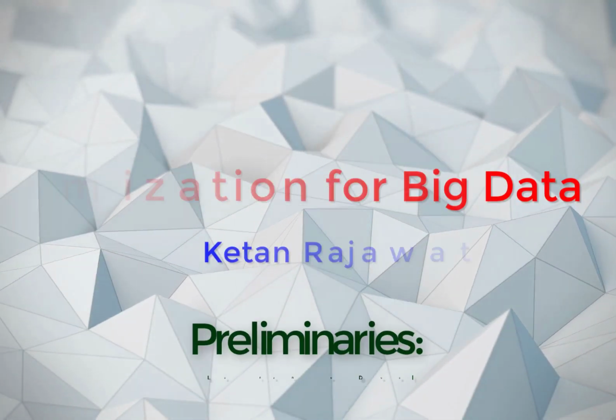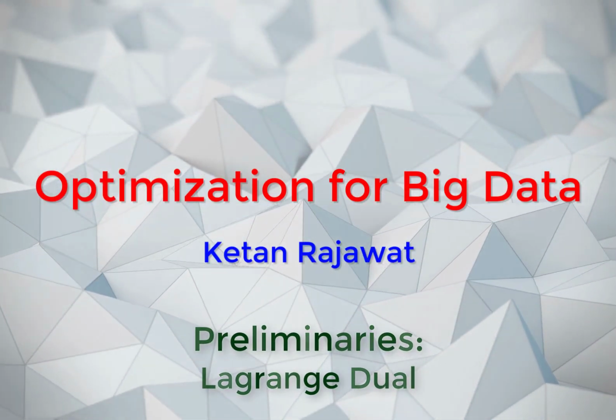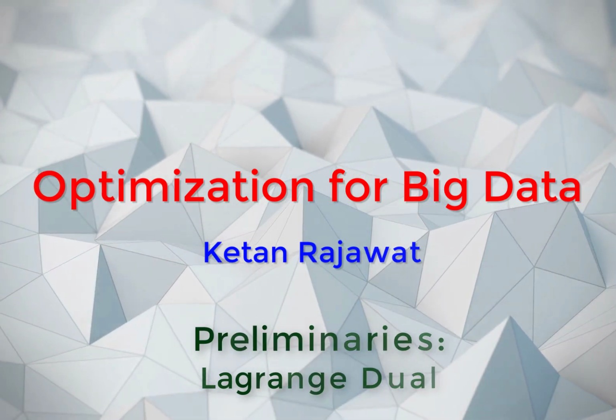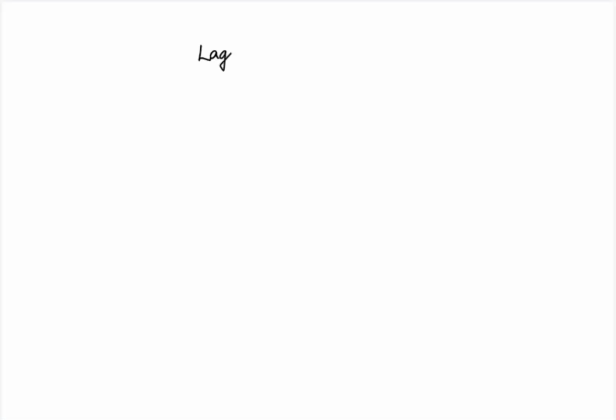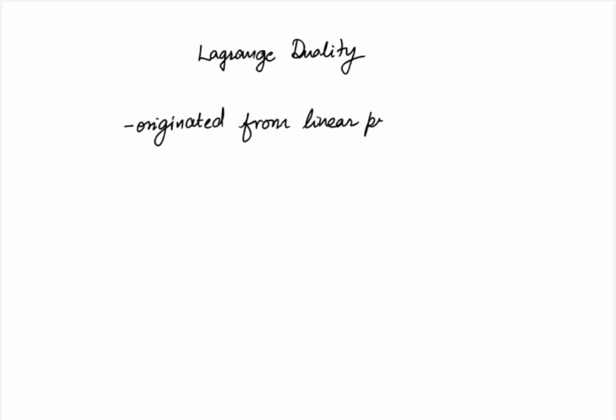Hey everyone, continuing our discussion on the preliminaries, in this video we will discuss the Lagrange dual of an optimization problem. In optimization theory, duality is the idea that optimization problems can often be viewed from two very different perspectives. As with all things optimization, duality theory also originated from linear programming.